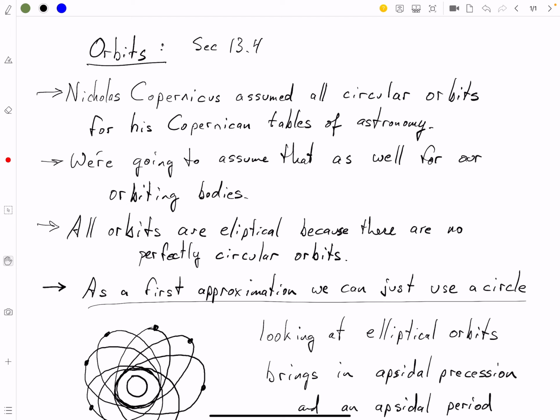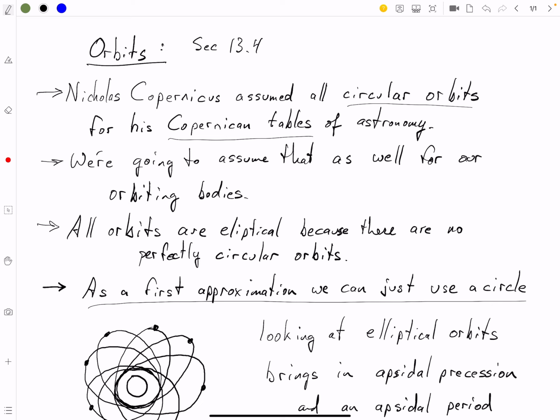Nicholas Copernicus, we talked about him and his Copernican tables. He assumed that all of the orbits that he was dealing with were circular orbits. It's not a bad assumption. It's one of the reasons Tycho Brahe had his issue with the predictions. We're going to do that same thing. We're going to assume that all our orbits are circular.